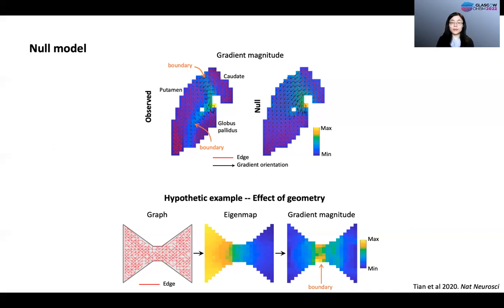But we know this is not true. So if we don't consider the effect of geometry, we will end up delineating more functional boundaries simply because of the geometric contraction.